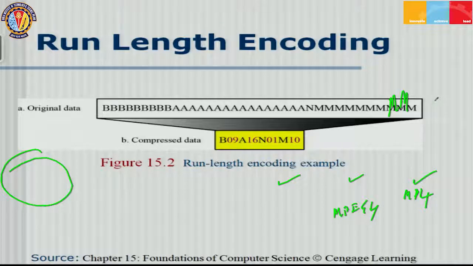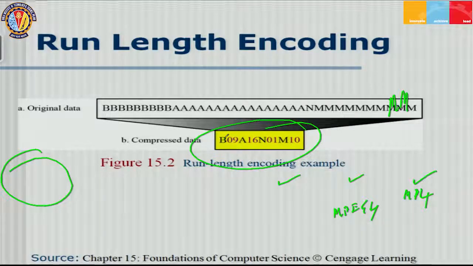Suppose this is my data. There are 4 symbols in this, A, B, N and M. You can see B appears 9 times, A appears 16 times, N appears 1 time, and M appears 10 times. So the compressed data would look like this. That's how I can save on the space by using this kind of representation. You can see that this is one run of B's, and it is terminated by the occurrence of the other symbol. That's how we typically identify a run. So the longer the runs, the more the compression.